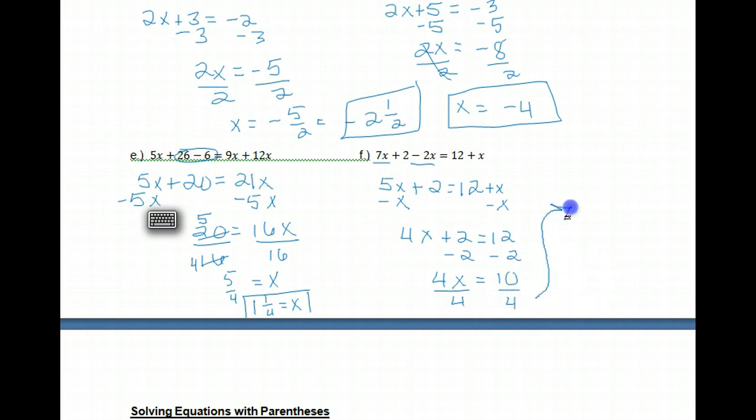X equals 10 over 4, which is a fraction that we can reduce. We can reduce this by 2, and it will become 5/2. We don't want to leave our fraction as an improper fraction, so we're going to turn that into a mixed number, and it does become 2 1/2.